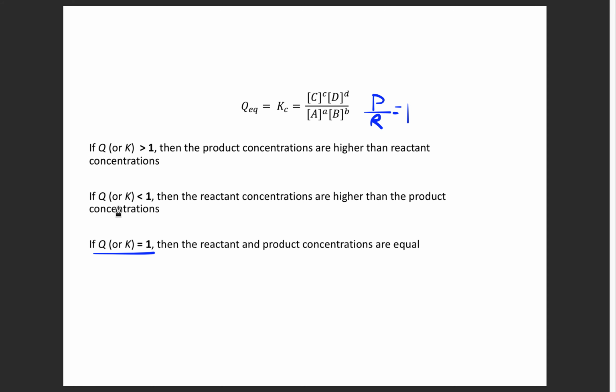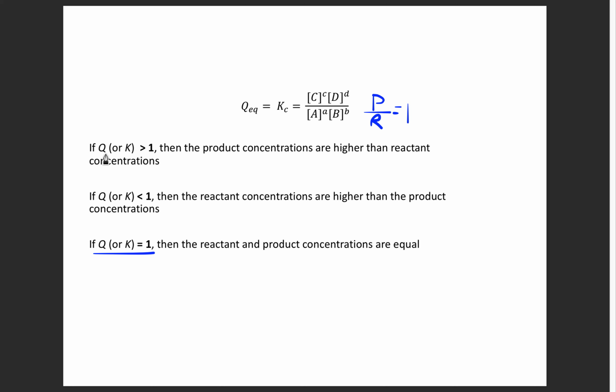Now, if your Q or K is less than 1, think about what this ratio has to look like to be less than 1. That means your denominator would need to be greater than your numerator in order for that to be less than 1, right? Like, for example, half, 0.5, 1 over 2. Your denominator has to be greater than your numerator in order for K to be less than 1. So therefore, your reactant concentrations will be greater than your product concentrations in that specific case.